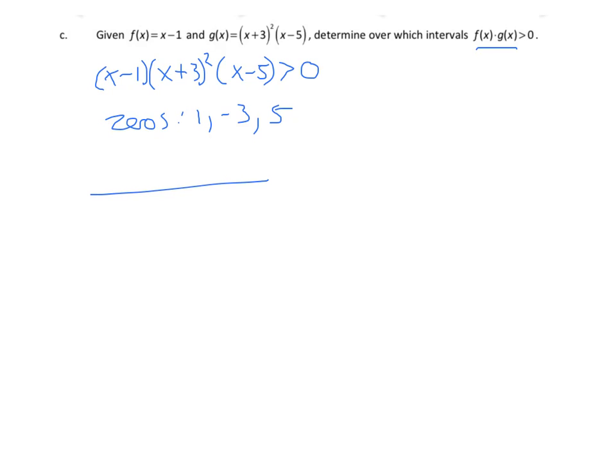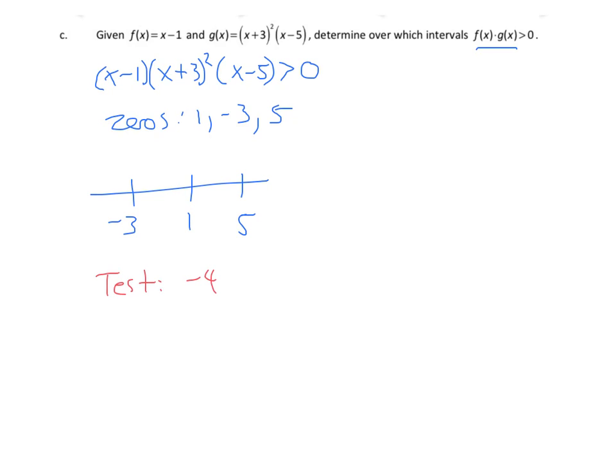So I make my number line. Make sure your zeros go in order. It's very important or it won't work. Negative 3, then 1, then 5. And we test regions. So I'm going to test something to the left of negative 3, like negative 4.